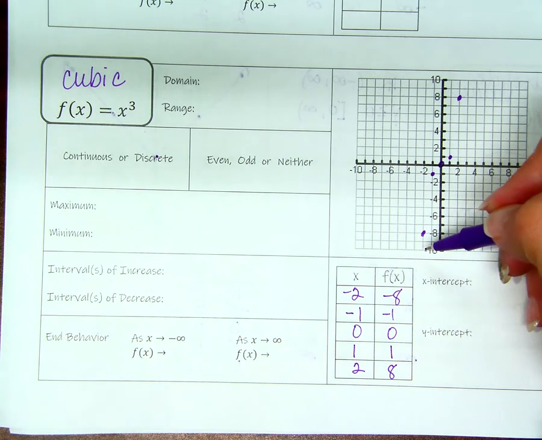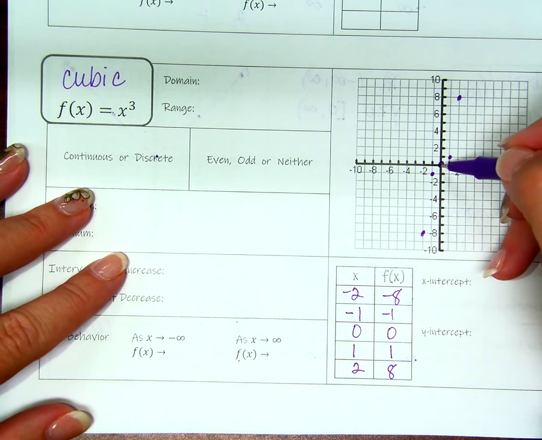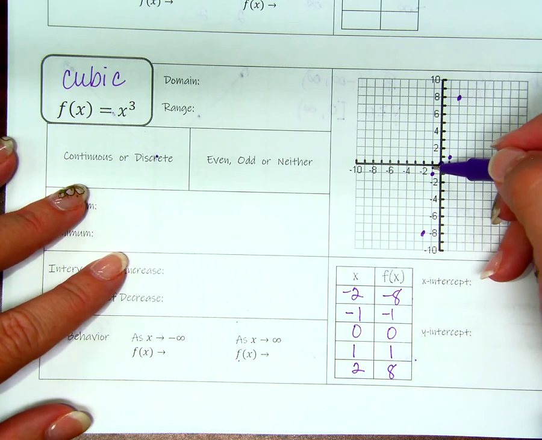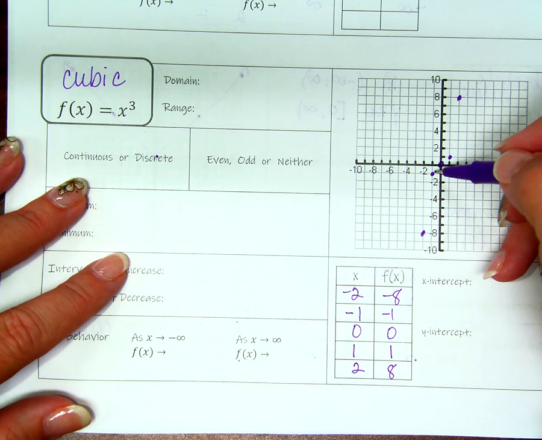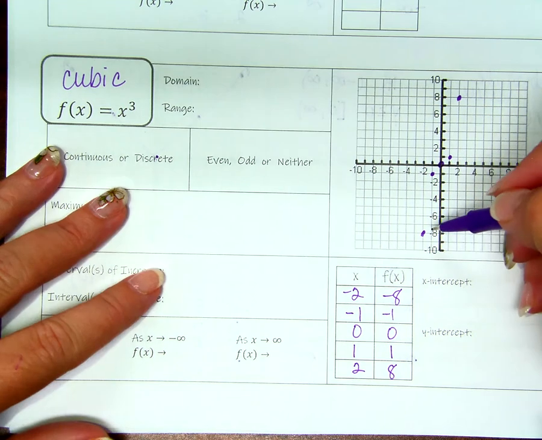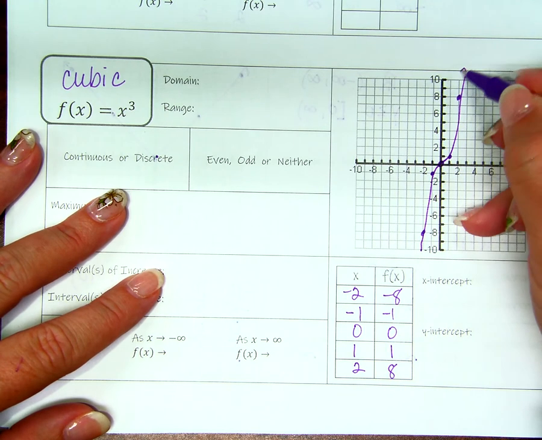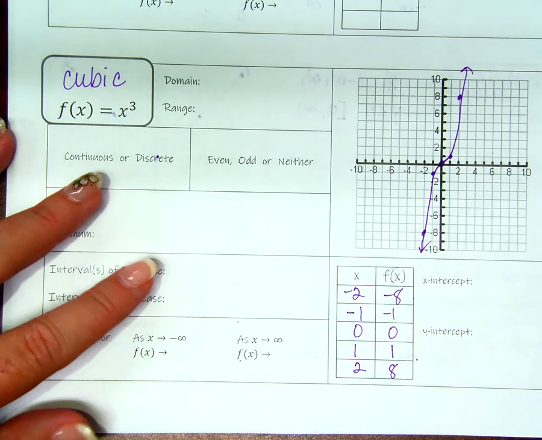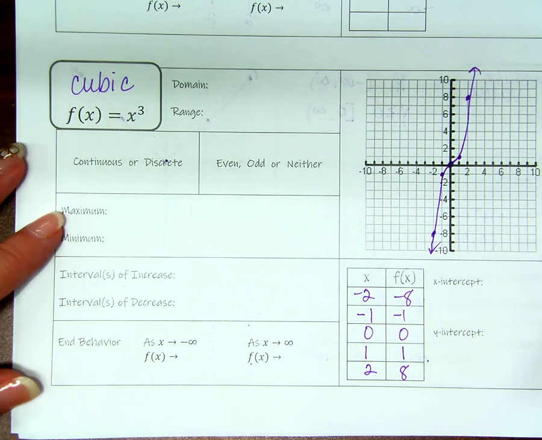It's not a straight line, it's a curve. But what about the points in between? They make sense. If I have negative a half, could I cube negative a half and get a value? You wouldn't, but that's okay. But could I get a value? Yes. So I can connect them. And I'm not going to judge you if you don't go through all the points, if you don't judge me.